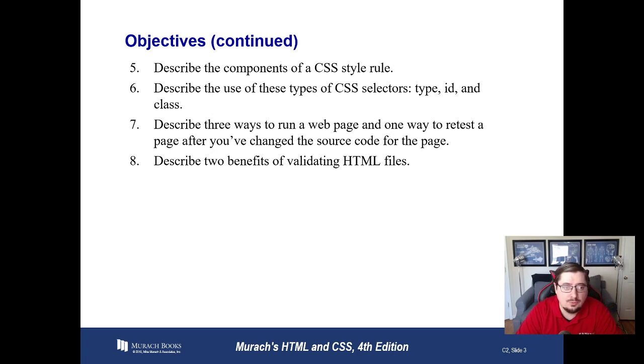We'll go over some of the parts and components of CSS rules and how to create a CSS style sheet. We'll talk about different kinds of selectors. We'll talk about the type selector, the ID selector, and the class selector. There are a lot of other selectors out there. We're just going to start with those three basic types. We'll also talk about a few different ways to run and test your source code, and talk about some of the benefits of validating HTML files.